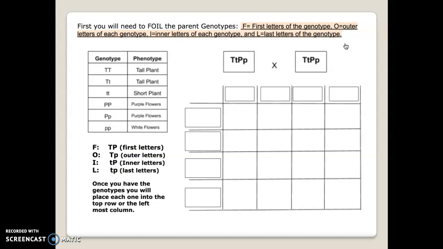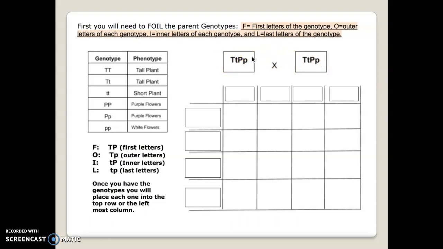So in this example, we're looking at a genotype for 2 parents, and the genotype is the same. We are looking at whether the plant is tall or short, and whether the plant is purple or white in the same instance. So these 2 genotypes are heterozygous for both traits.